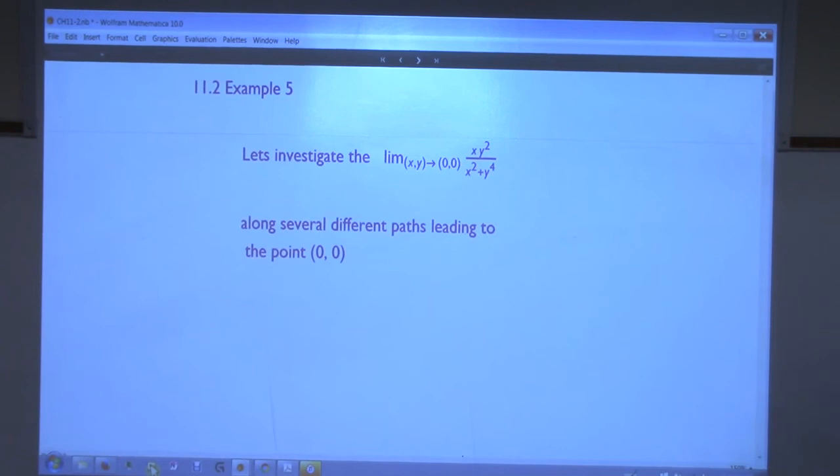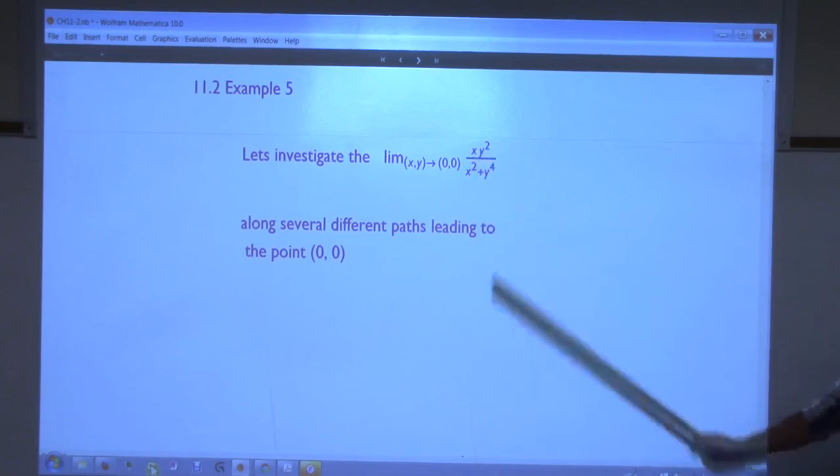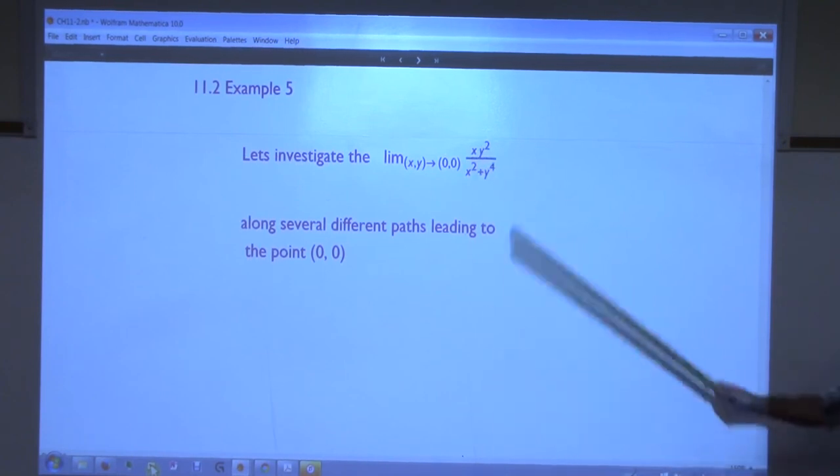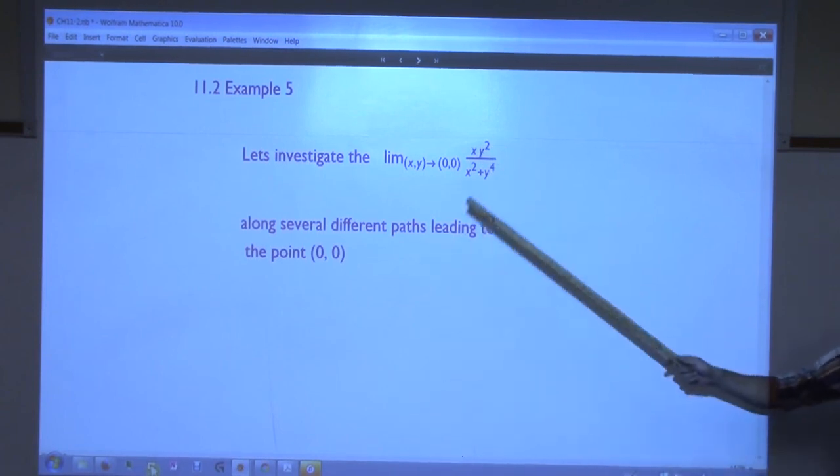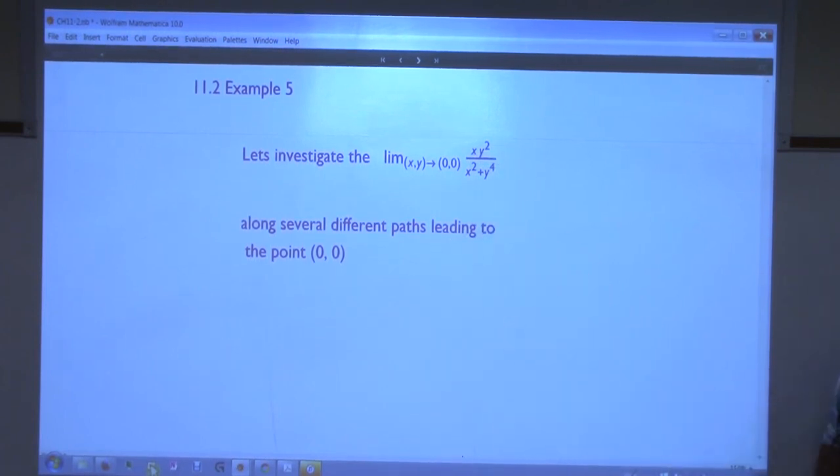How many of you see right away along the x and y axis you get the same answer? Do y'all see that right away from looking at it? Because you have x times y squared on the top, as soon as you let x be 0, the top is 0. If you let y be 0, the top is 0. In both cases, the denominators are either going to be x squared or y to the 4th, depending on what you set. So it's going to be very similar to the last problem, right?